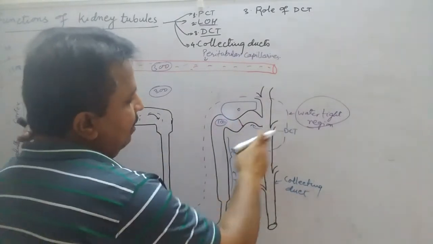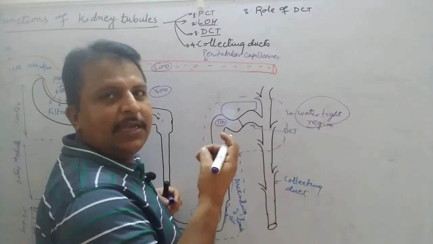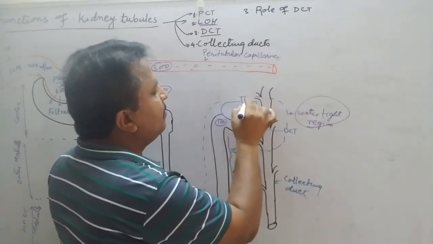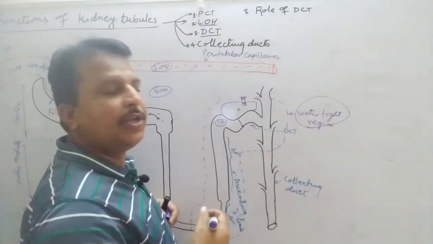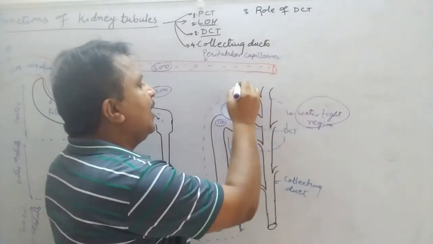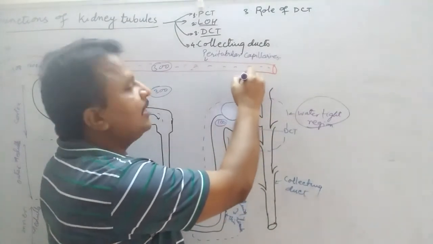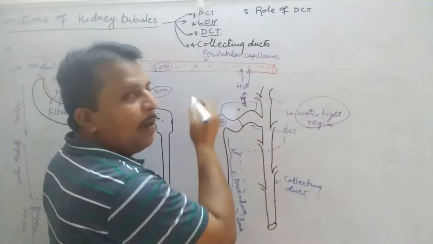Then it will pass into the DCT. There is a large mechanism of channel formation here. This will form aquaporin 2 and 3 type channels. This is the aquaporin channel, and here there is a concentration, so this will absorb the water. So water will pass out.